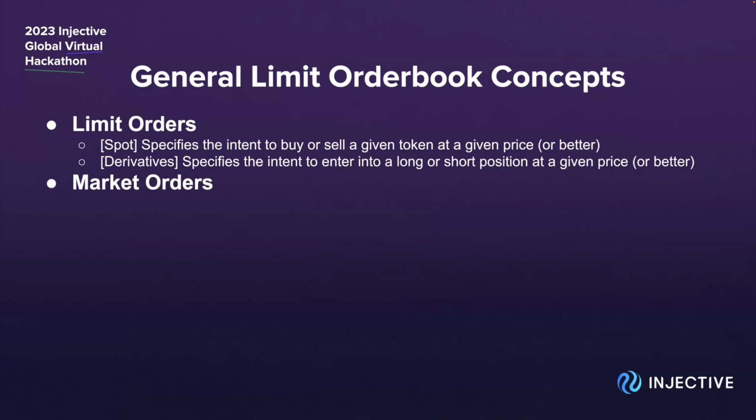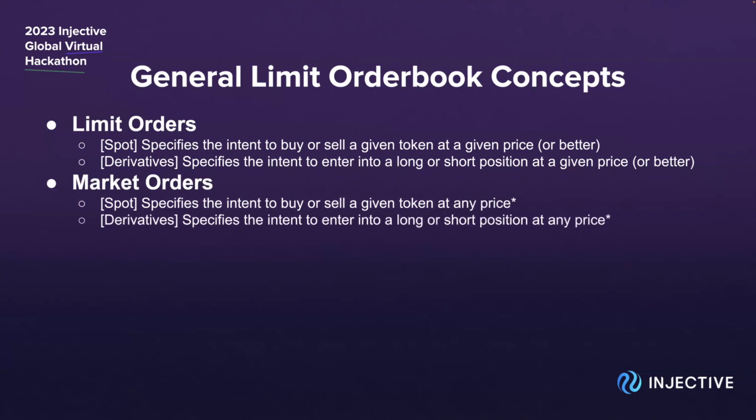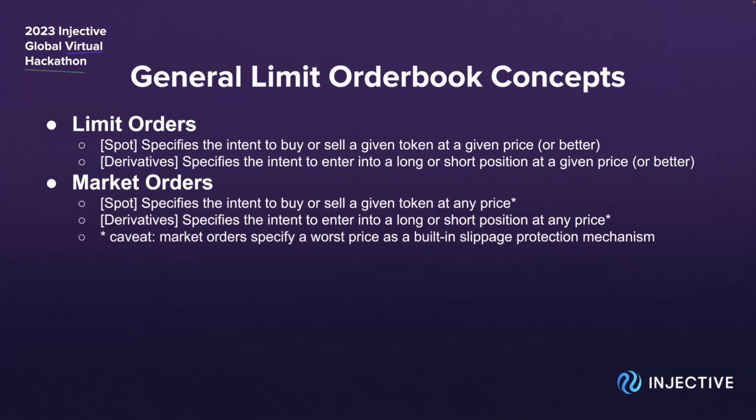There are also market orders, which in the spot case, specify the intent to buy or sell a token at any price. And actually on Injective, there's an asterisk there. But first for derivatives, it's also the same: the intent to enter into a long or short position at any price, with the caveat that on Injective, the market orders specify actually a worse price, more of a built-in slippage protection mechanism.